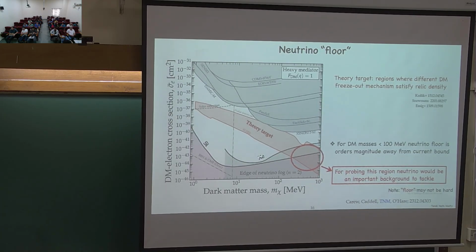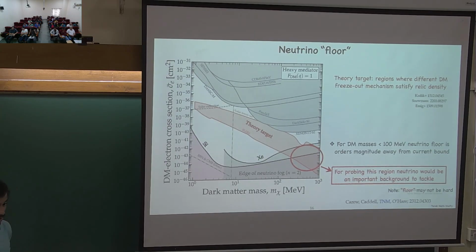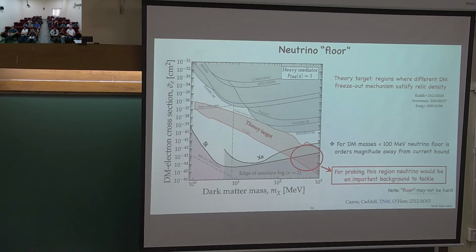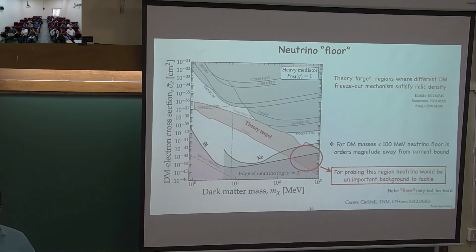Now again, to guide you, here is a regime for the theory targets, where some of the models could produce the correct relic abundance with different mechanisms. So for the lower dark matter masses, around 1 MeV or 10 MeV, the neutrino floor is really far apart, but around 100 MeV it's really very close. It's in the regime of the neutrino floor.